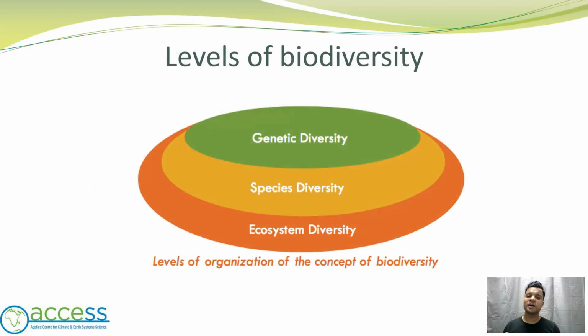Now that we know what the word means, let's look at the different levels of biodiversity. We have three levels. We have genetic diversity, which is diversity within species. Number two is species diversity, which is diversity of species within a habitat or region. And then we have ecosystem diversity, which is basically the variations of different ecosystems within a geographic location.